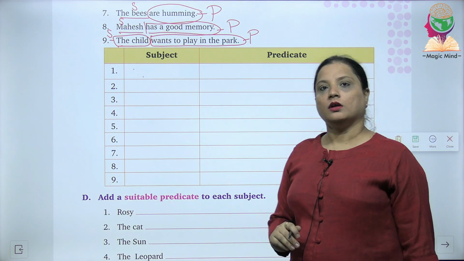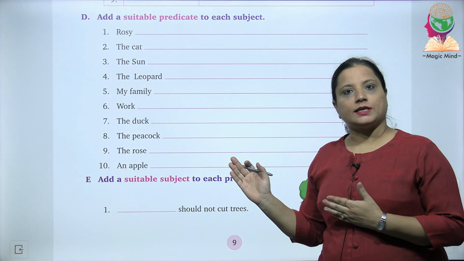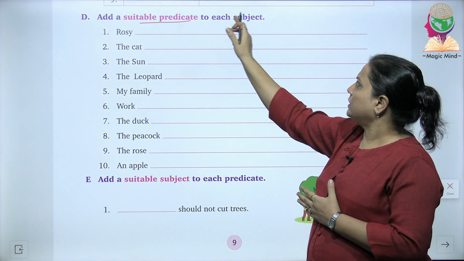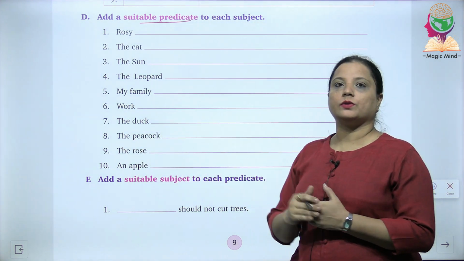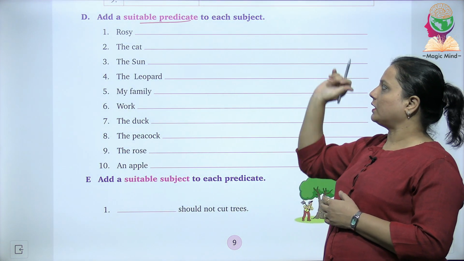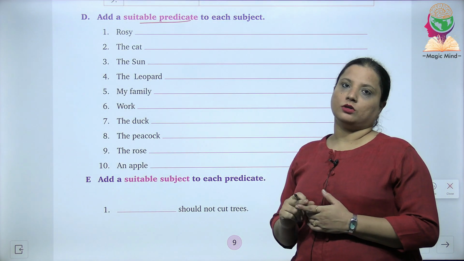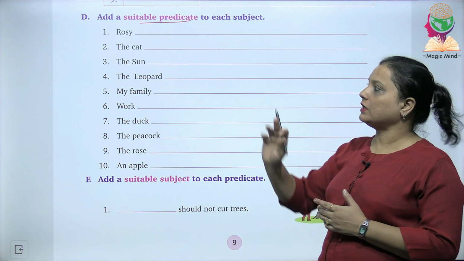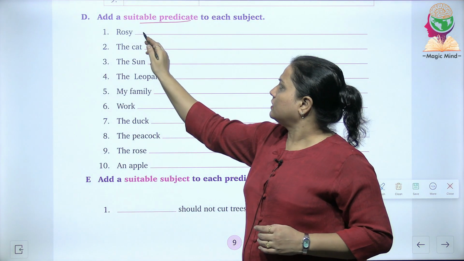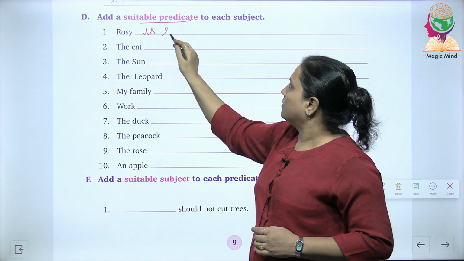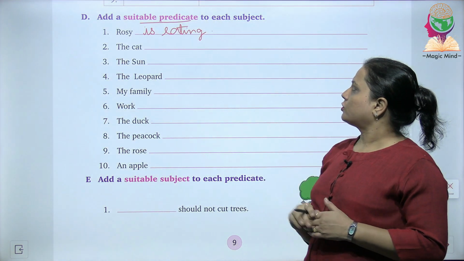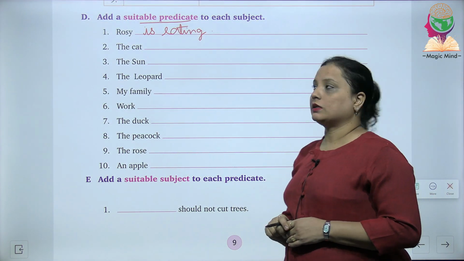Now let's move to the D question. The D question says, add a suitable predicate to each subject. That means the words which are given over here are the subject. You have to write a suitable predicate for this. Now the first word in the first sentence given over here is Rosie. So what will come along with Rosie? I am writing over here, Rosie is eating. Full stop. Then the next word is the cat.